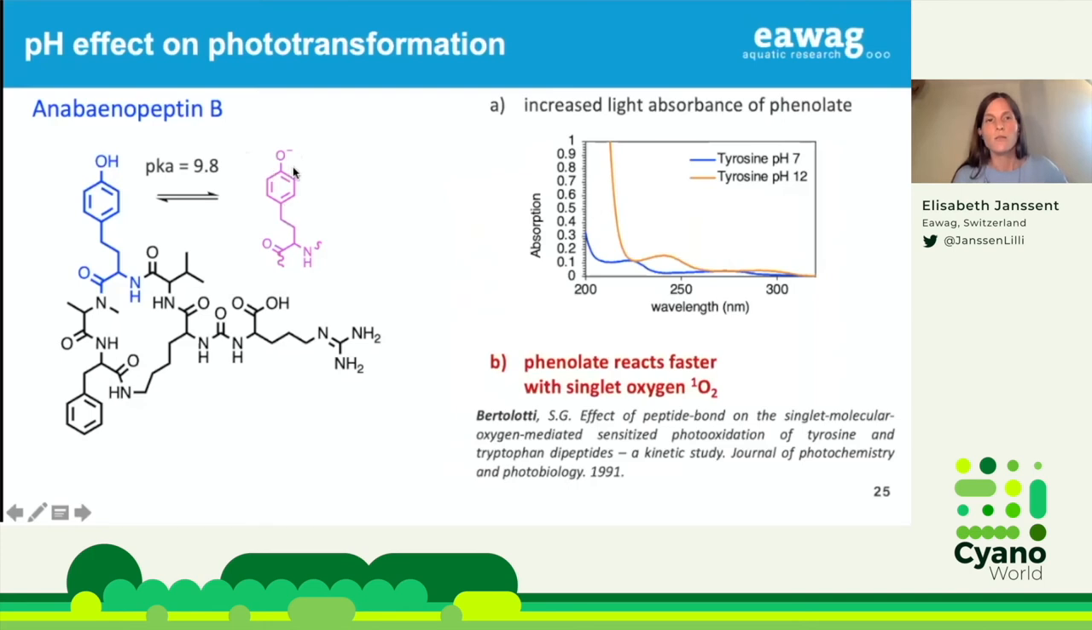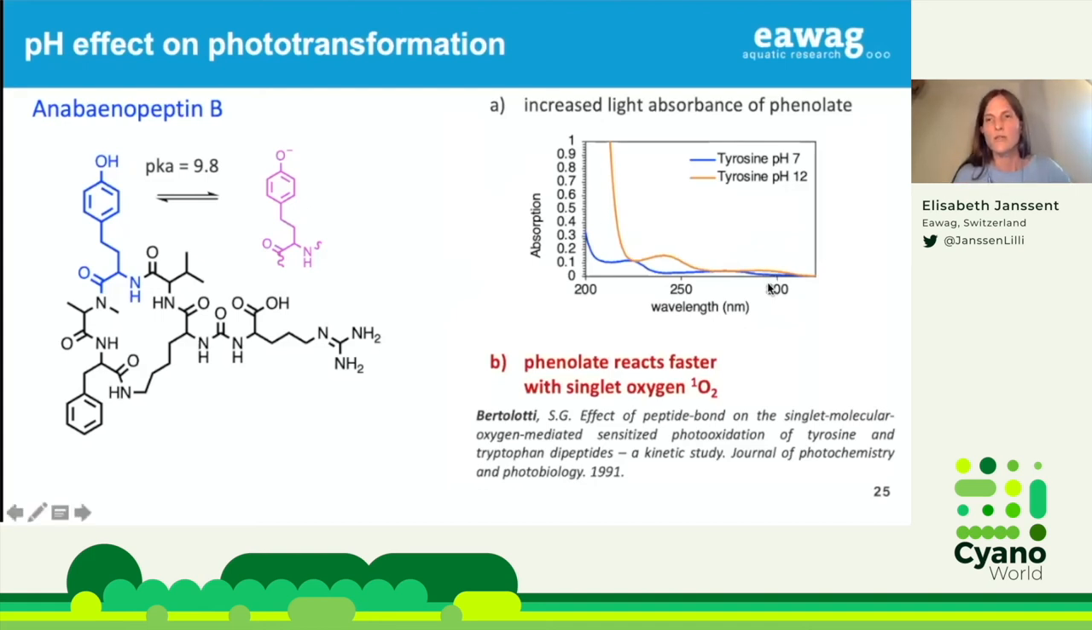We know that they are more reactive from the literature, from just studying freely dissolved tyrosine as the building block that we have here in the anabenapeptin. So for once, the light absorbance of tyrosine increases at higher pH, so the phenolate absorbs at a slightly higher wavelength. This is not so important in sunlit surface waters because the sunlight only starts around 280 nanometers, and that UVB light is only really penetrating the very first layer of the water column.